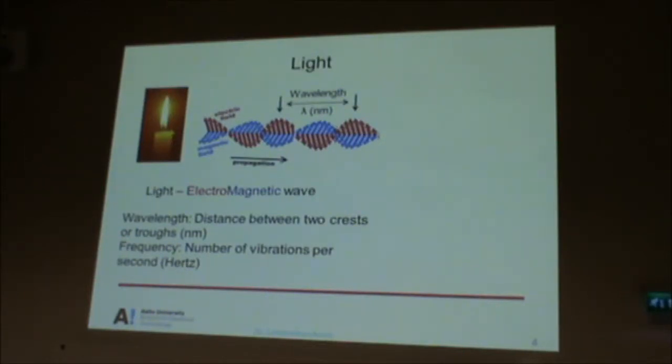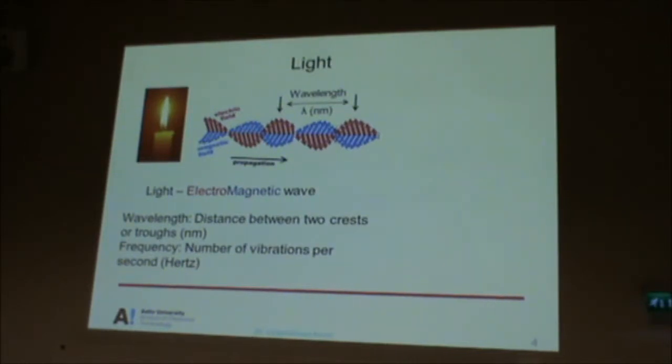When the electric field oscillates up and down, let's give it a sign, positive. As it moves to the next cycle, it's actually negative. So the electric field goes from positive, to 0, and then negative. The same applies to the magnetic field as well.